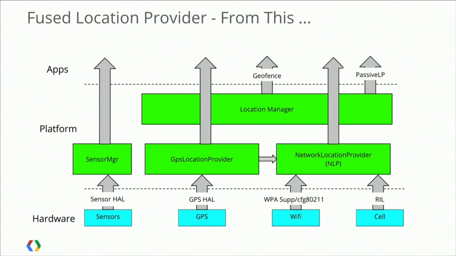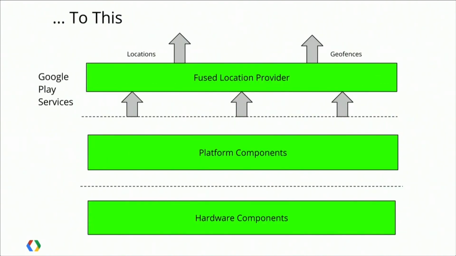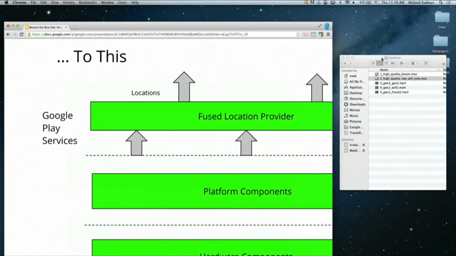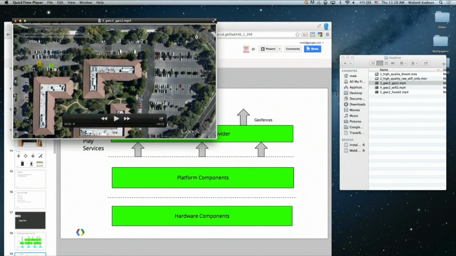So the first thing we want to talk about today is the fused location provider. We want to move from this, where the developer has to take care of the sensor manager, the GPS location provider, the network location provider, a location manager, to this, where the developer doesn't have to worry about individual platform and hardware components. So simplifying our APIs here was our main goal. But then you might say, hey, we are engineers. We really want to understand what's happening under the hood. To help explain what's happening under the hood, we have a bunch of videos.